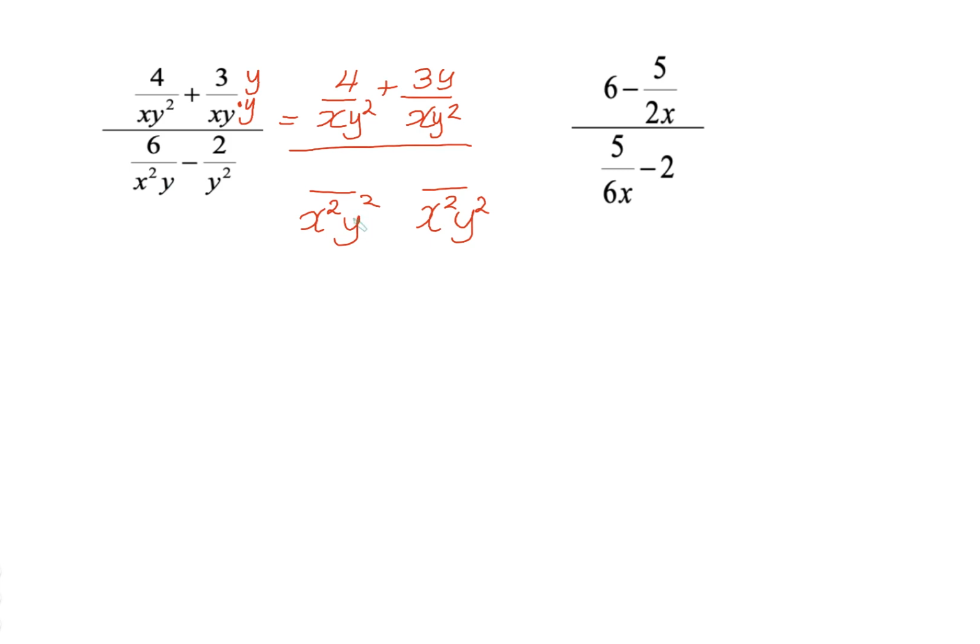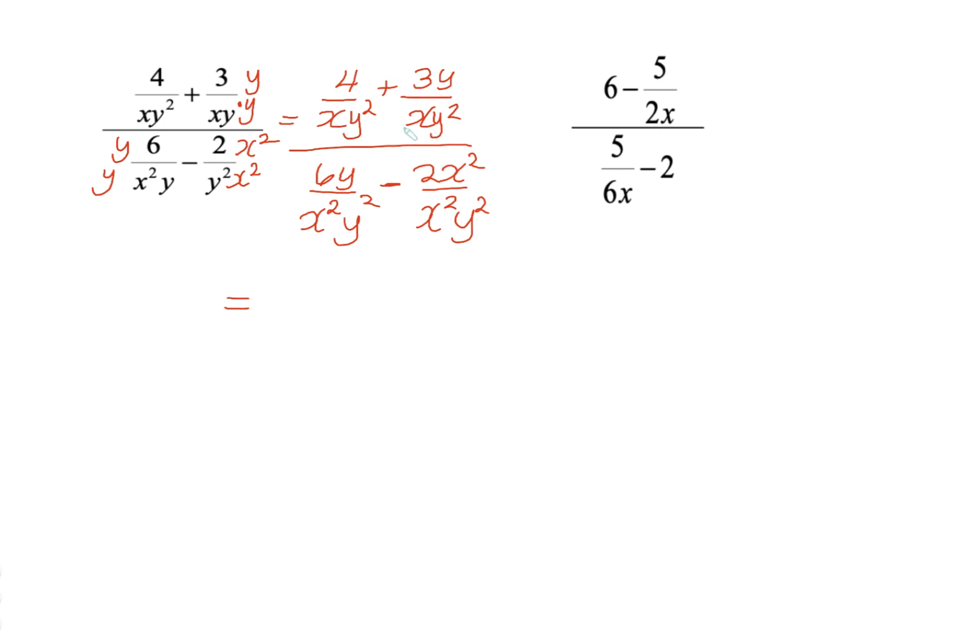So this has x squared, this has x squared, this has a y squared, and that has a y. We need it to look like our LCD. So you're multiplying by y here and here. So this is 6y. Over here has a y squared, but we need x squared, y squared. So we don't need a y, but we need that x squared. So you're going to times by x squared, x squared. So this is 2x squared.